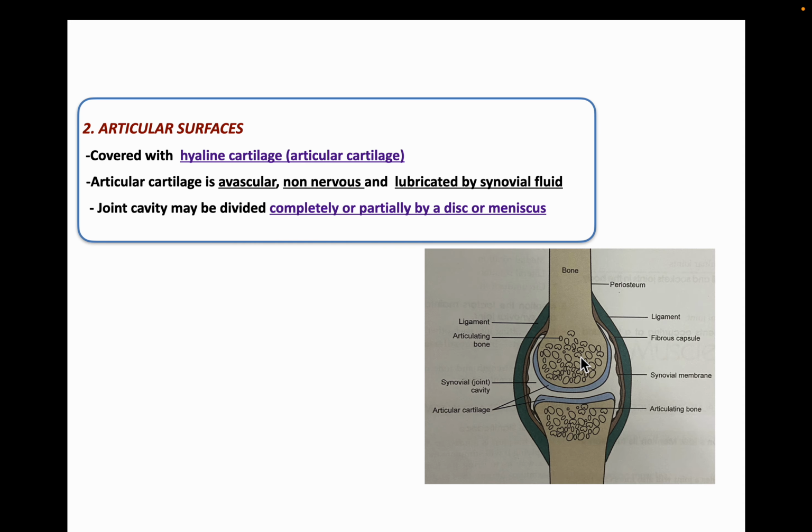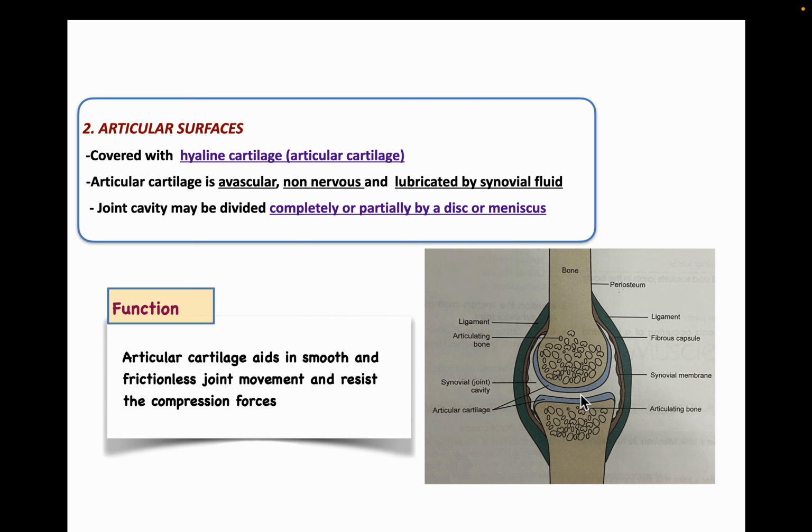Joint cavity may be divided completely or partially by a disc or menisci. So this is another feature. So the function of articular cartilage is that it aids in the smooth and frictionless joint movement, and it resists the compression forces.